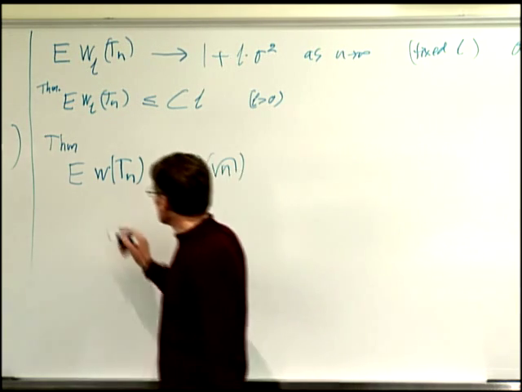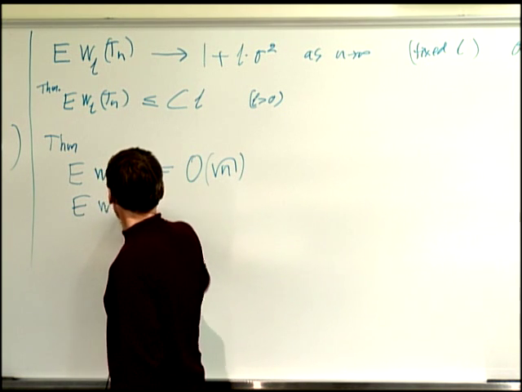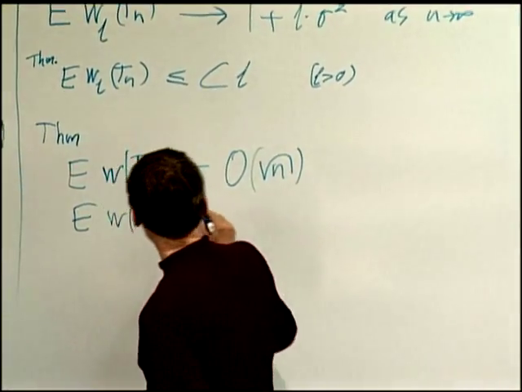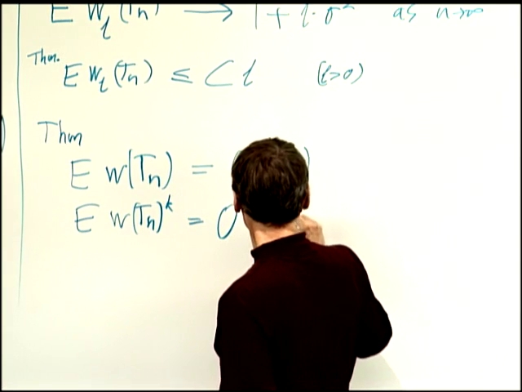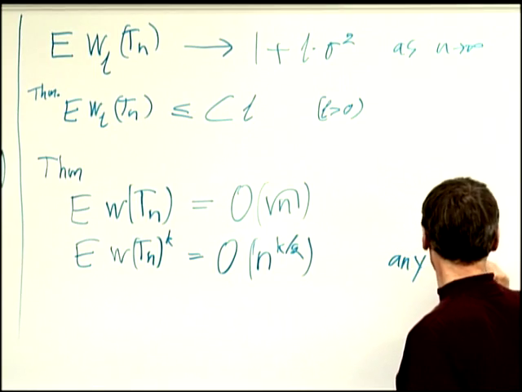But let me go on and say that we also have a better result. We can also take higher moments here. Let's take the kth moment, which is exactly what you expect, big O of n to the k over 2, for any fixed k greater than 1.